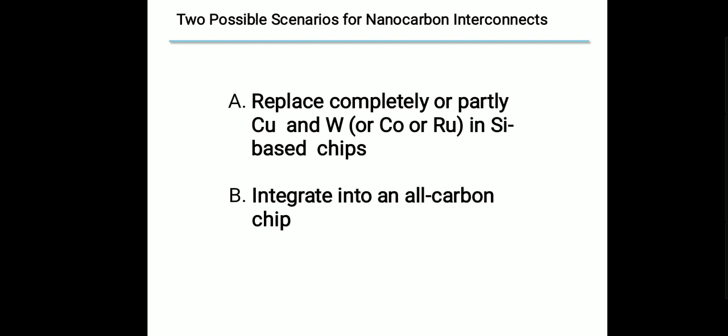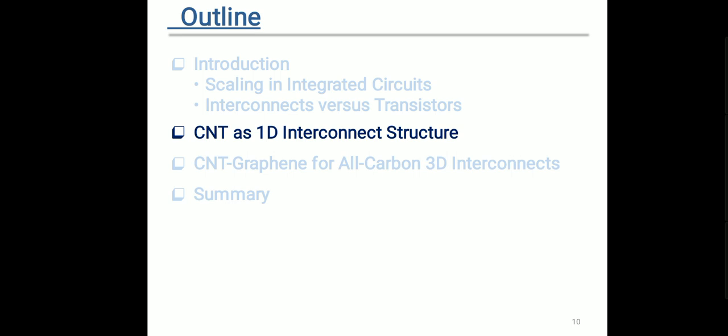And two possible scenarios of nanocarbon interconnects. We can replace completely or partly Cu and tungsten in place of cobalt and ruthenium in silicon based chips. So in silicon based chips, cobalt and ruthenium can be replaced by copper and tungsten and integrated into all carbon chips. So that's the introduction about the 3D carbon nanotubes.